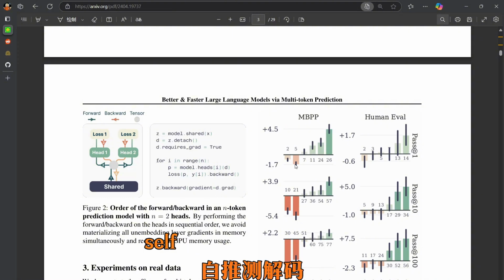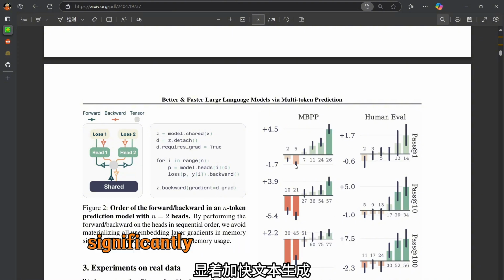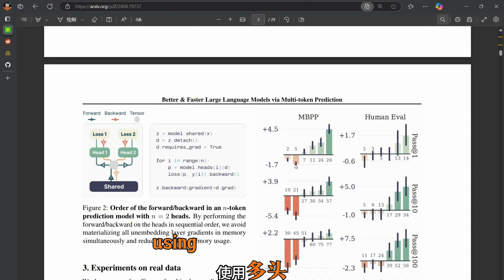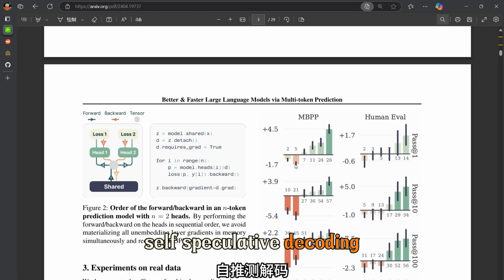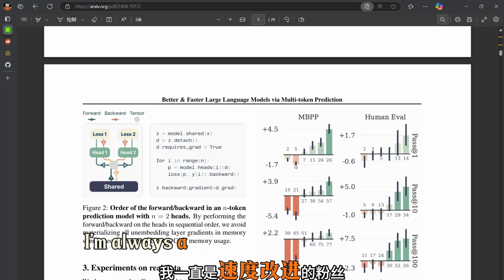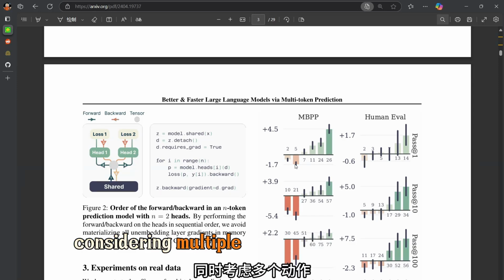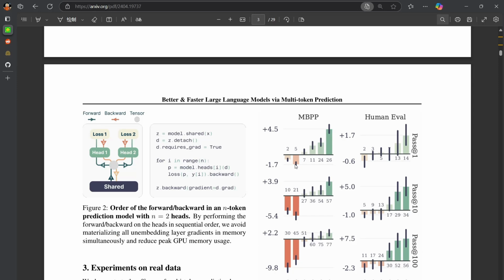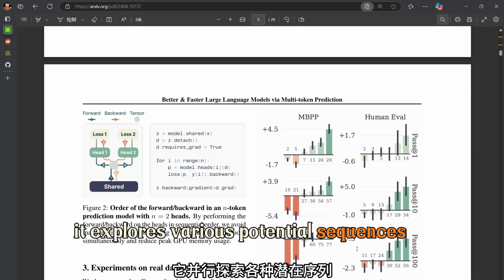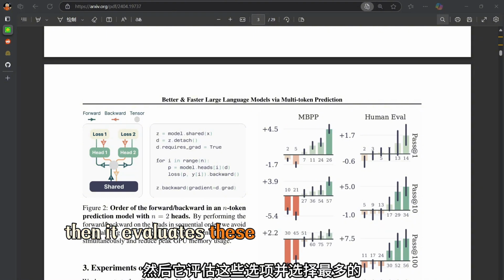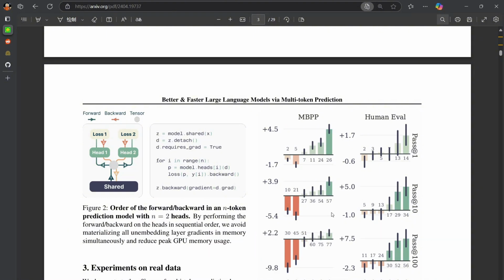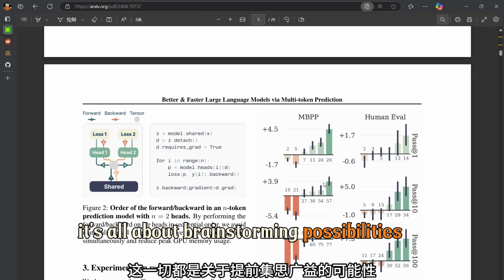That's a great point. Self-speculative decoding significantly speeds up text generation using the multiple heads. Self-speculative decoding. That sounds intriguing. I'm always a fan of speed improvements. It's like the model is a chess grandmaster considering multiple moves simultaneously. Instead of one token at a time, it explores various potential sequences in parallel. Then it evaluates these options and picks the most promising one. It's all about brainstorming possibilities in advance.